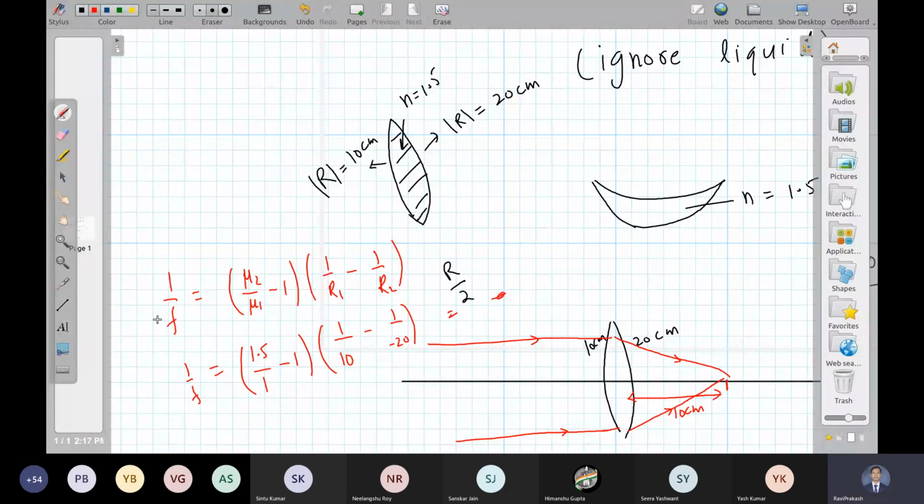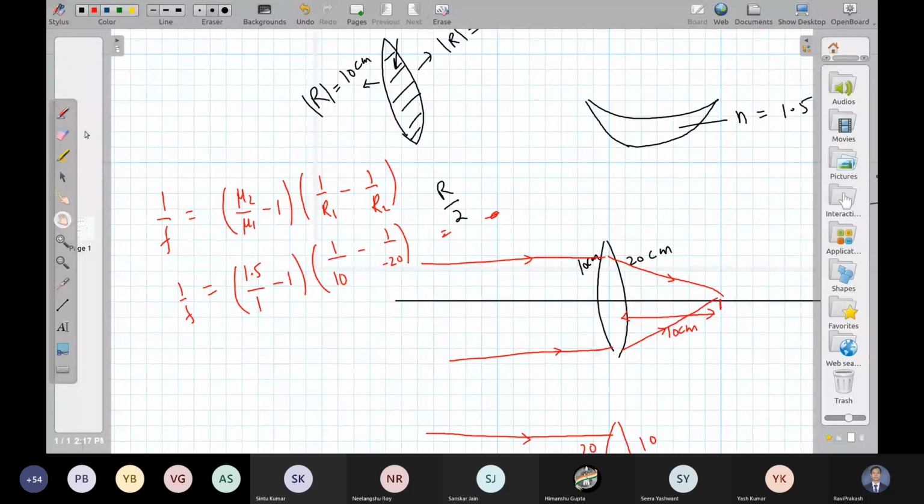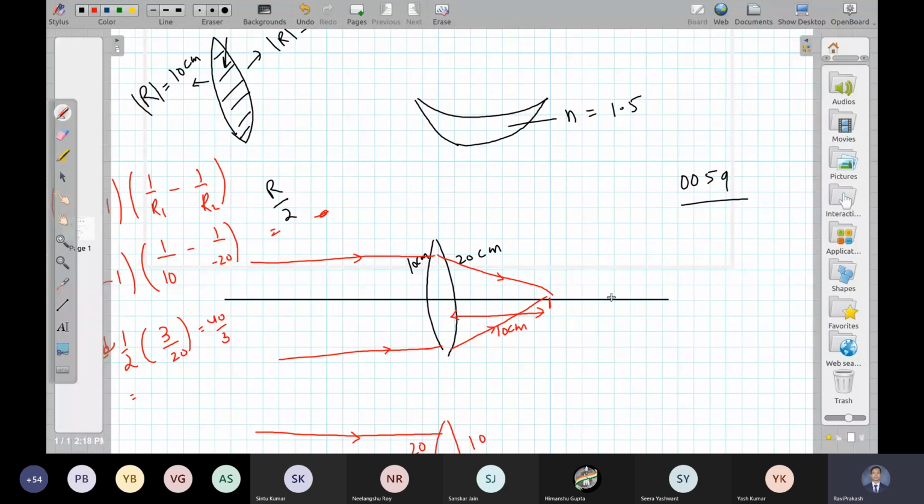Okay, let us solve it. 1.5 minus 1 is half. 1 by 10 plus 1 by 20 is 3 upon 20. So focal length is 40 by 3. Okay. So I should get image at 40 by 3 distance.